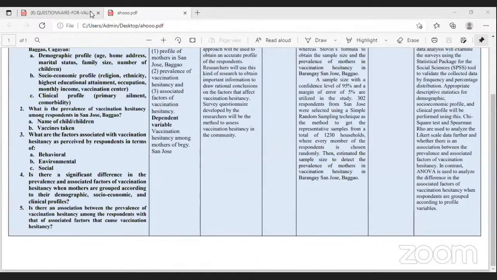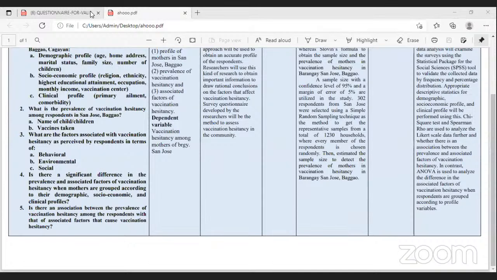Agree, disagree, 5-point. Opo, 5-point po. Likert. Yes po. Strongly agree, agree, neutral, disagree, strongly disagree po.